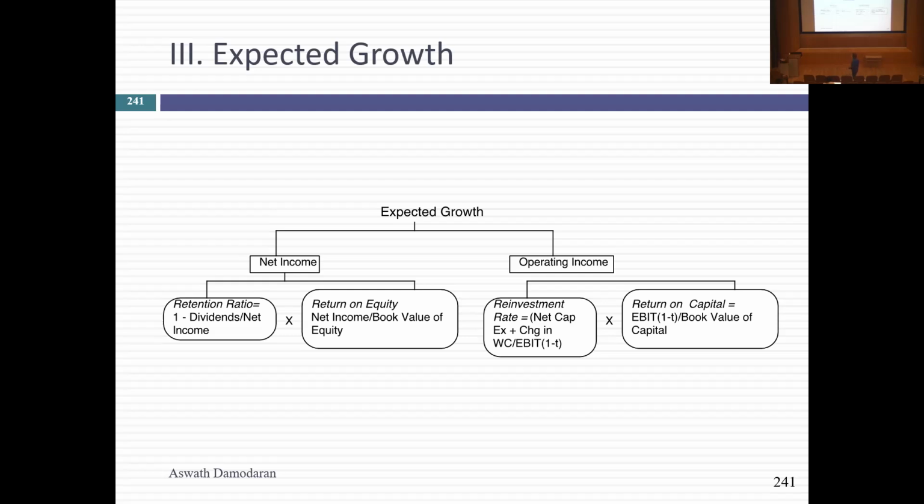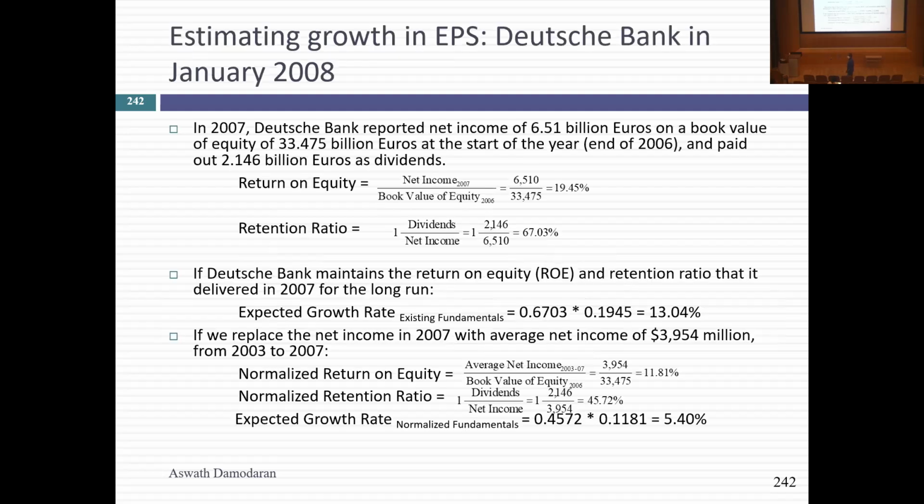If you're looking at operating income, I'm going to measure how much you reinvest by looking at net capex and change in working capital, and I'm going to divide that by after-tax operating income. Notice that we're doing the same thing. We're just redefining whose perspective we're taking. And we measure how well you reinvest with the return on capital. Reinvestment rate times return on capital is expected growth.